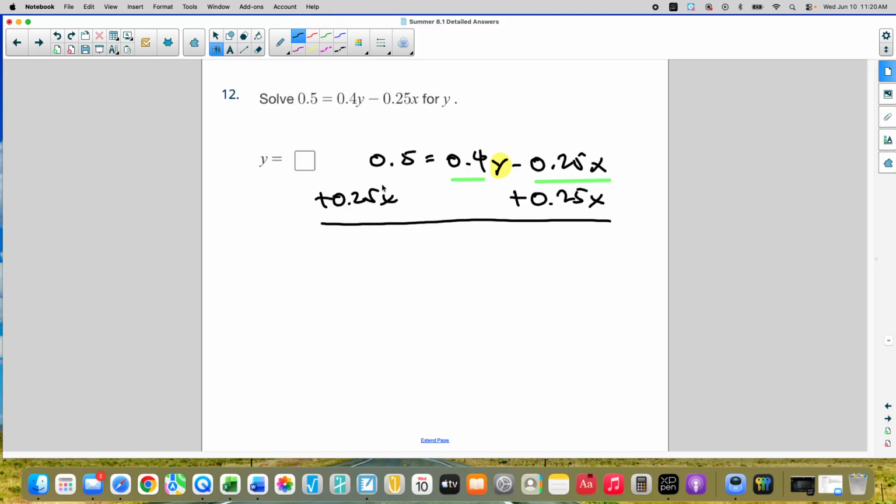We can't combine these. These are x-rays. These are dollars. These are unlike terms. So we're going to write 0.25x plus 0.5 equals 0.4y. Now we're going to divide by 0.4, and when we do that to one side, we have to do it to everything on the other side.